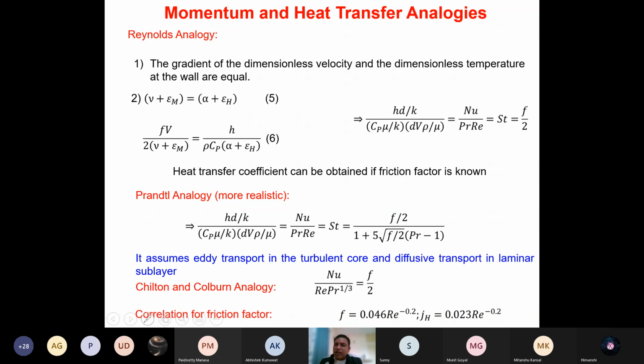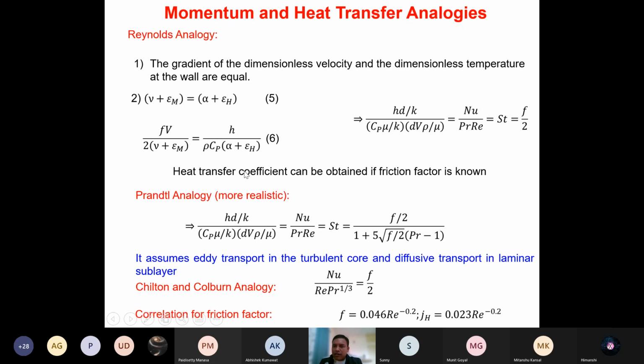There are several other analogies also given by different researchers. Chilton and Colburn analogy is there, and some others are also there, but these are the mostly used analogies for calculating the heat transfer coefficient.